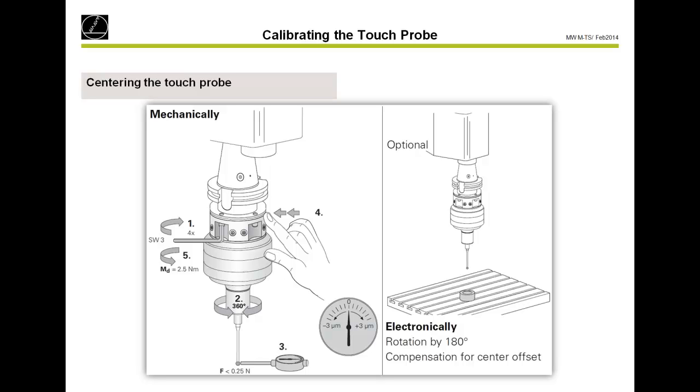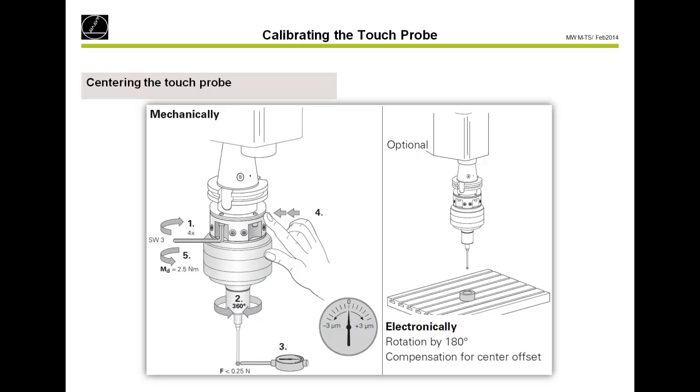Put your touch probe system in the spindle, and then put a little measuring clock on the stylus, and turn the stylus around 360 degrees. There should be no more difference than plus minus 3 micrometers. If there is more, then you need to open the screw and loosen it a little bit, then push a little bit against the body of the touch probe system, and then you can center it.